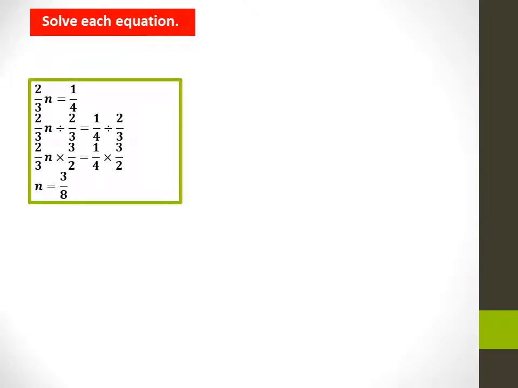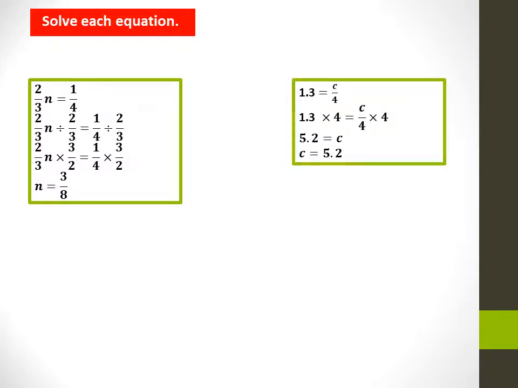Solve each equation. 2 over 3 times n equals 1 over 4. To get n by itself, I must divide both sides by 2 over 3. Remember, dividing by 2 over 3 is the same as multiplying by 3 over 2. N equals 3 over 8. 1.3 equals c over 4. To get c by itself, I must multiply both sides by 4. c equals 5.2.